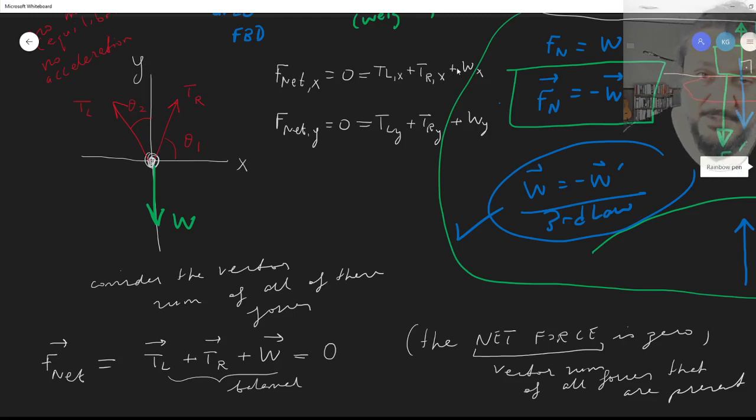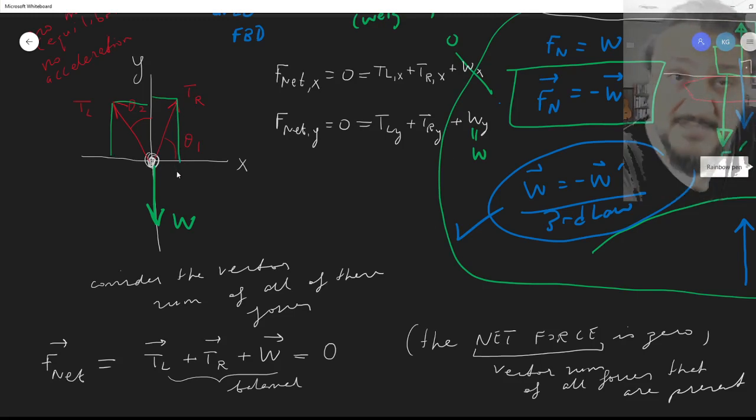First of all, Wx, this is 0, okay? You don't have to worry about Wx because W only has a y component. You can simply call it W, drop the y in the x, okay? Now what about TLX and TLY, all right? So you draw a square or a rectangle, you box it, and then you do the same for TR, you box it, and find the horizontal and vertical sides of those boxes. Those are the x and y components.